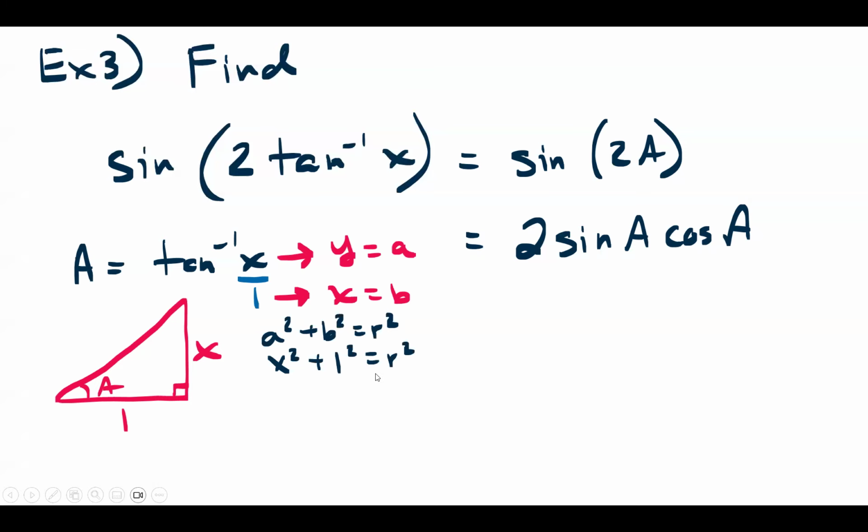So if I have r squared here, I'm going to try to solve for this. X squared is just x squared. 1 squared is just 1. Are we agreed there? And all we're going to do is take the square root of both sides. And that's going to be our r value. Are we good? Again, no numbers, just values. So this is the square root of x squared plus 1. That's the value for r.